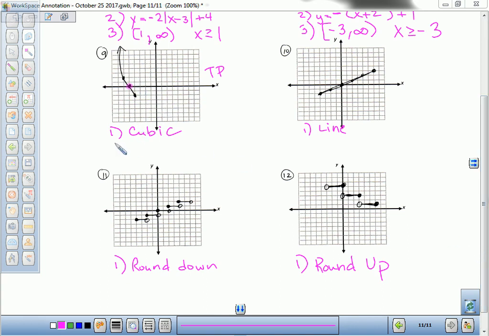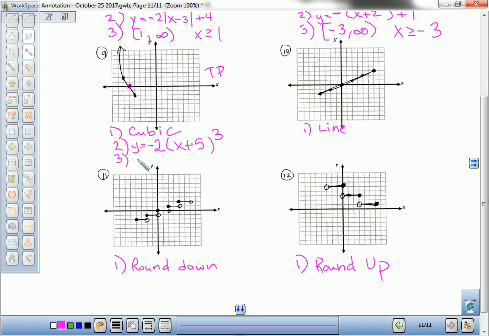All right, number 9. This is another cubic, and it's also going the wrong way. This is 1, 2, 3, 4, 5. Is that what you guys got? 5? Okay. So now, because I'm going over and down, it needs to be negative. But when I go over, I go down 2. So it needs to be -2.